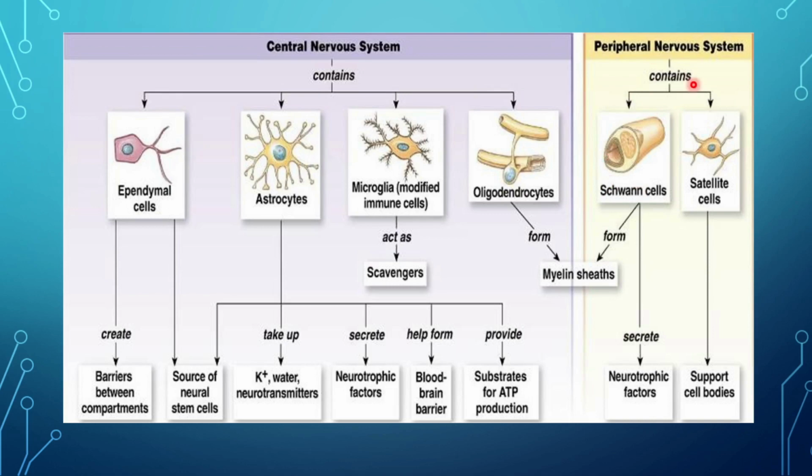So then in the peripheral nervous system, we have the Schwann cells, and then we have also some satellite cells, which again are for support of neurons and other cells of the nervous system.